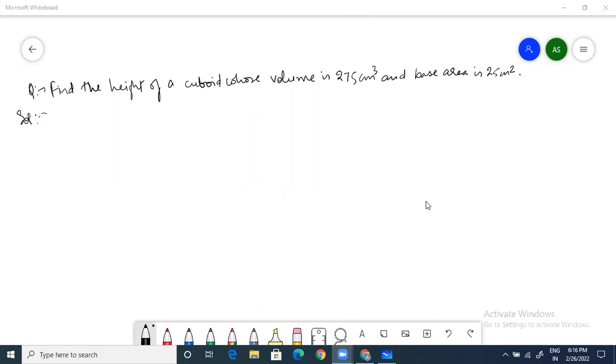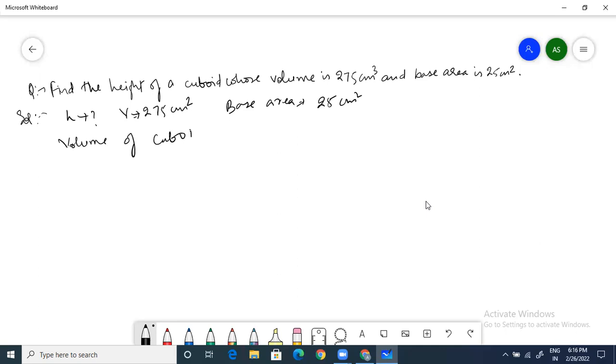Now the question is that we have to find the height of a cuboid. Volume is given as 275 centimeter cube, and base area is given as 25 meter square. If you remember, this is where I was telling you about the formula of volume of a 3D shape, in this case the volume of a cuboid. We talked about it being area of base into height. We also read this formula apart from the formula of L into B into H.